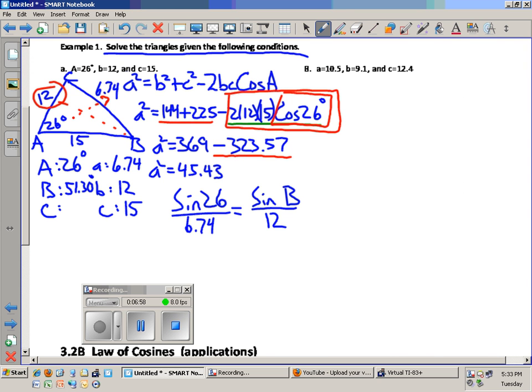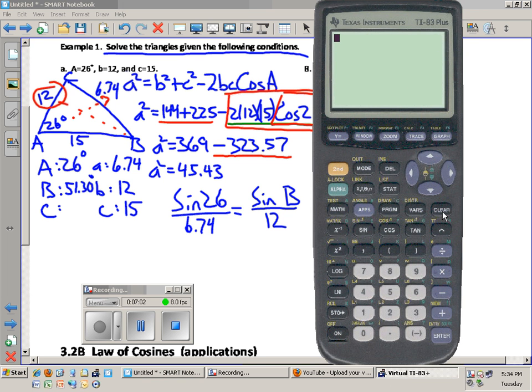In order to find C, we just simply subtract the other two from 180. 180 minus 51.3 minus 26. 102.7.